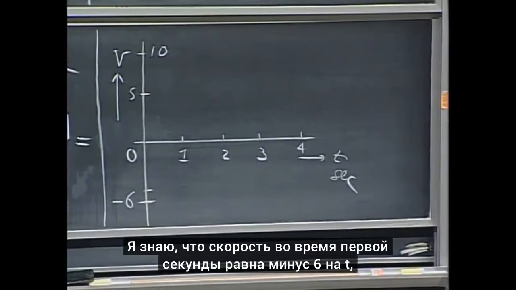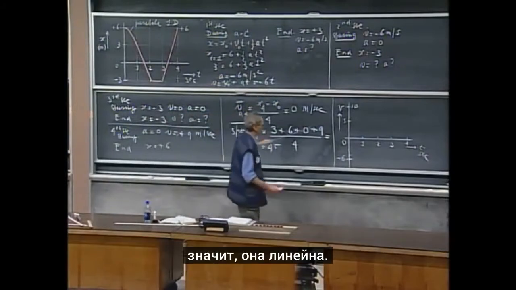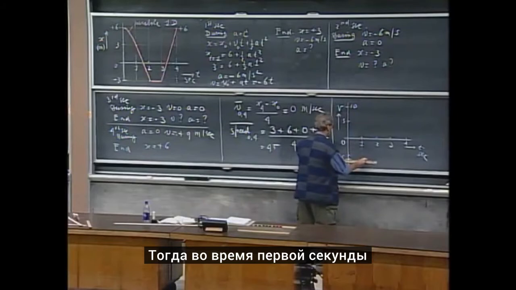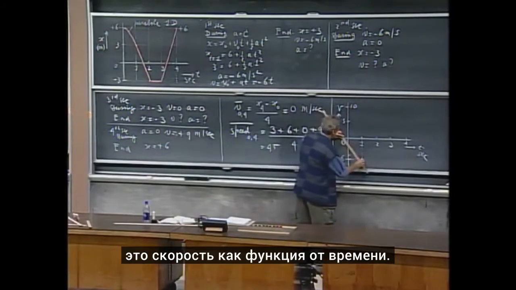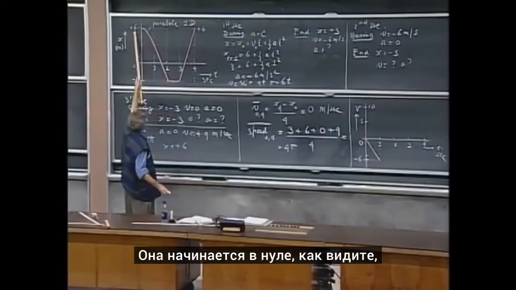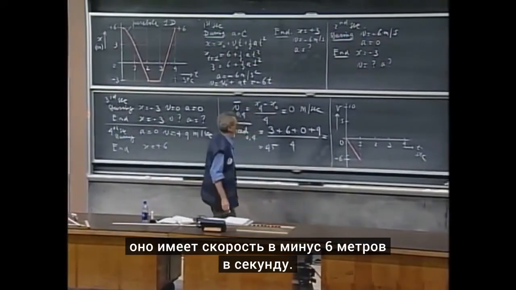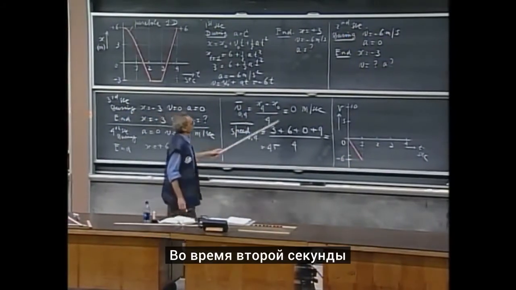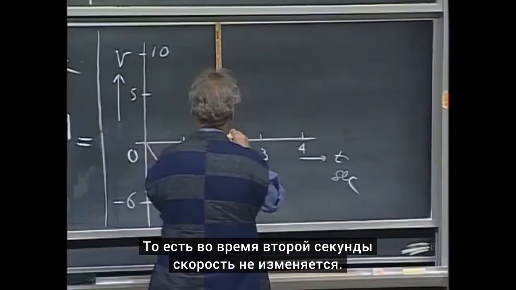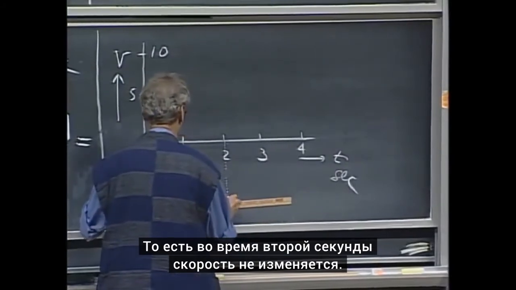So what do I do now? I know that the velocity during the first second is -6t. So it's linear. And so during the first second, this is the velocity as a function of time. It starts at 0, you can see that. And when it is here, it has a velocity of -6 meters per second. During the second, it remains -6 meters per second. So during the second, the velocity is not changing, stays there.